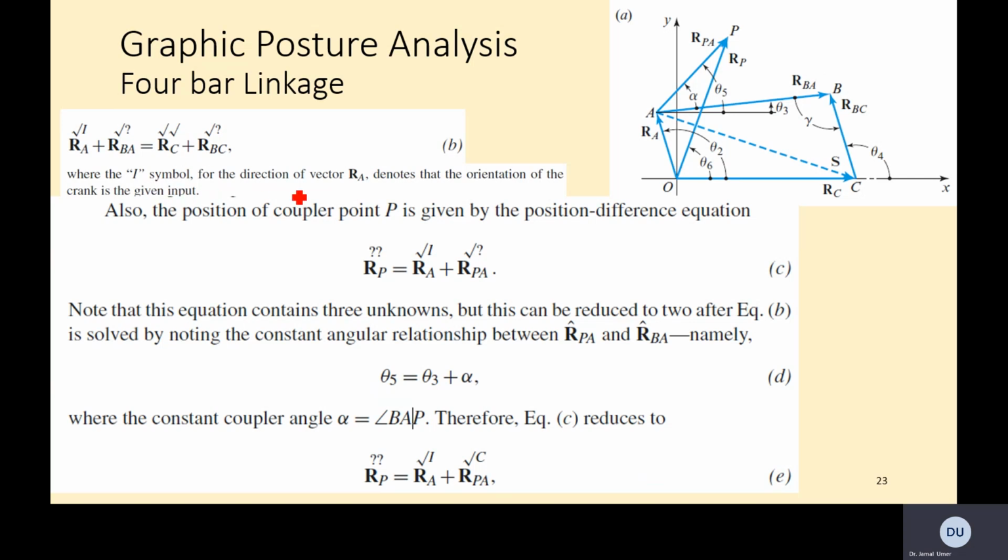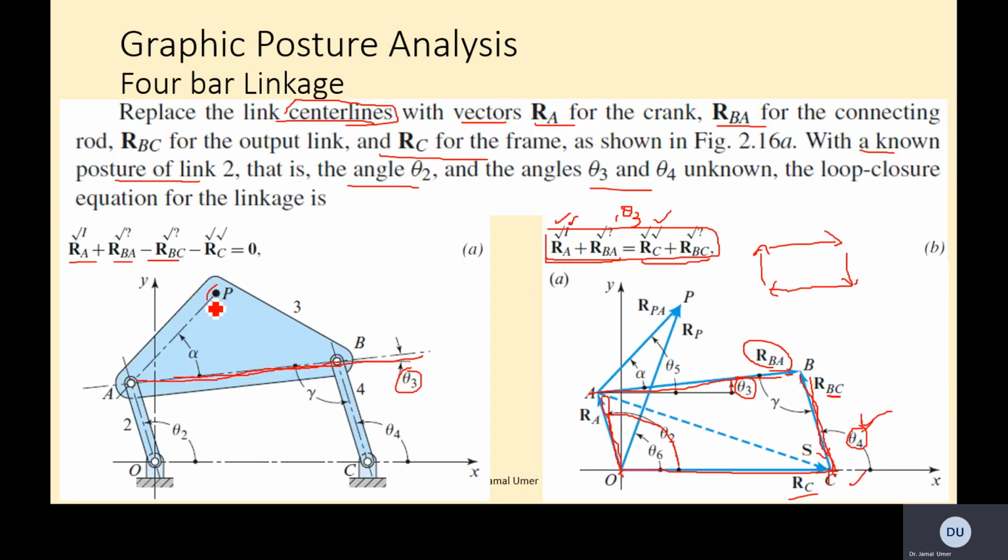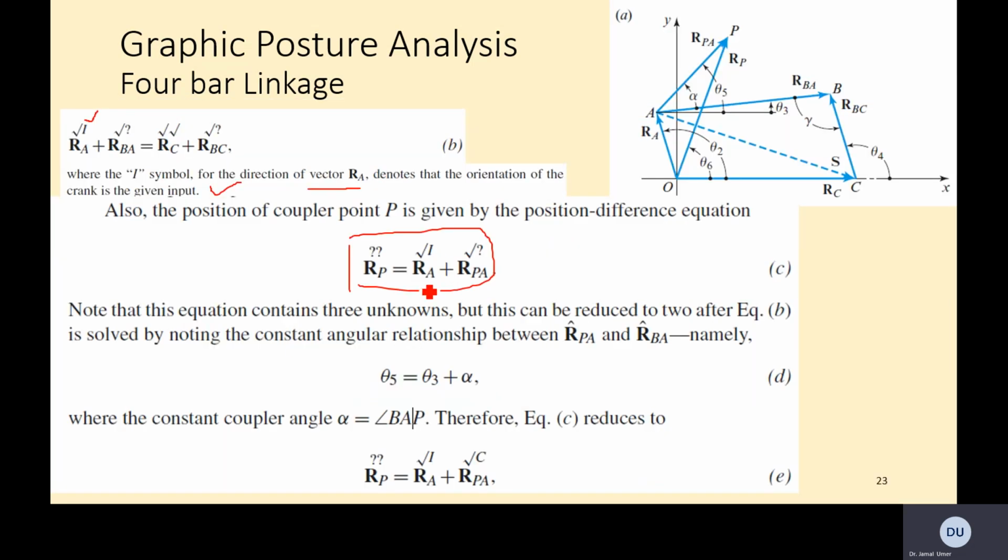Again, the I symbol for the direction of vector RA denotes the orientation of the crank in a given input. So that's the input, that's why it's defined. Also, the position of coupler point P is given by the position difference equation. What is the coupler here? The coupler is this point, and this is RA plus RPA.